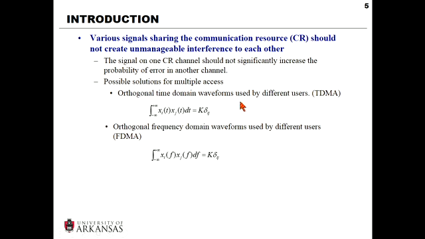So that's essentially for orthogonal multiple access: we need the signals of two different users to be orthogonal to each other. They could be orthogonal in time, they could be orthogonal in frequency, or they could be orthogonal in the code domain, or they could be orthogonal in a combination of these different domains. And there are many different ways to satisfy this orthogonal relationship.